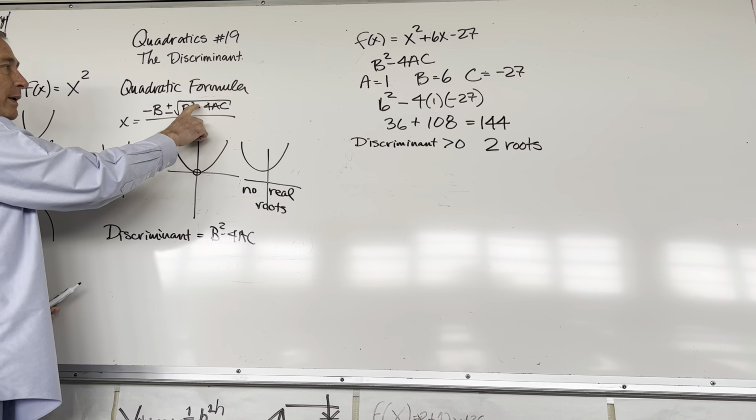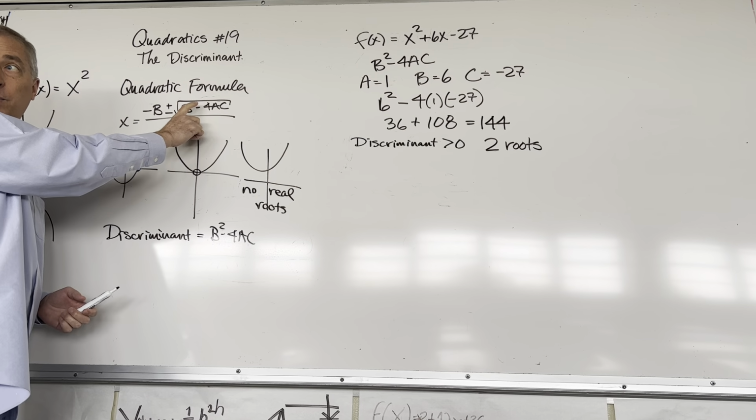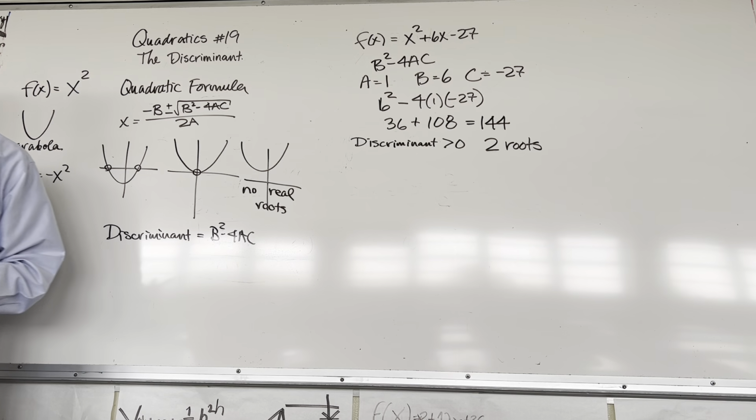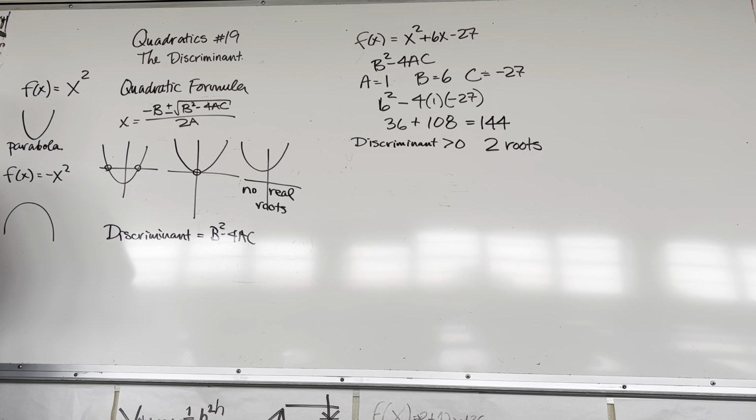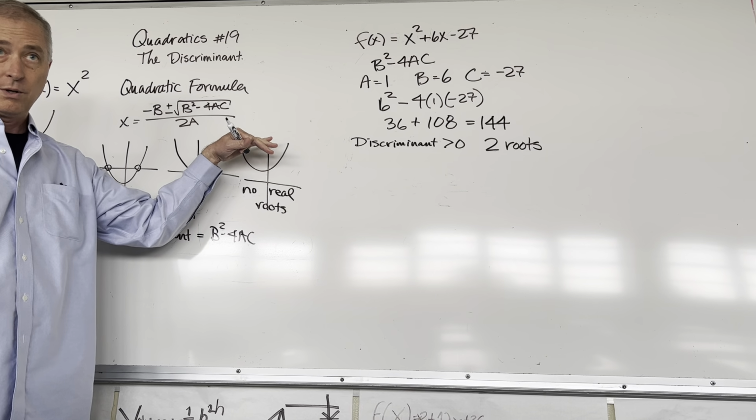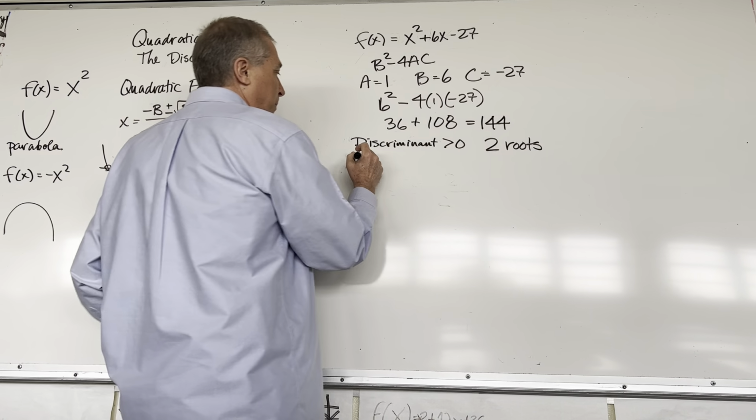But think about that. Can you take the square root of a negative number? No, not in this class. You're going to need imaginary numbers to do that. You actually can, but we developed a system called imaginary numbers to take the square root of a negative. You don't know it now, so you're going to say no real roots. It's going to be up here somewhere. The parabola is up above the x-axis. There's no roots.